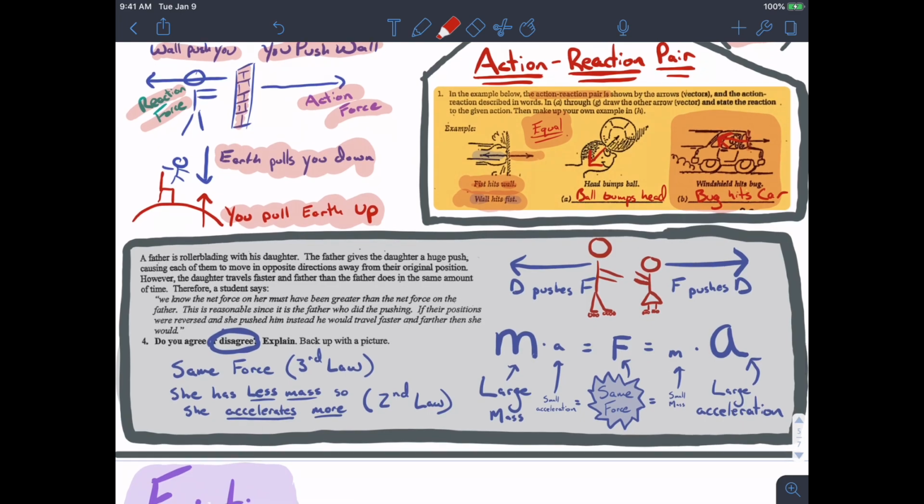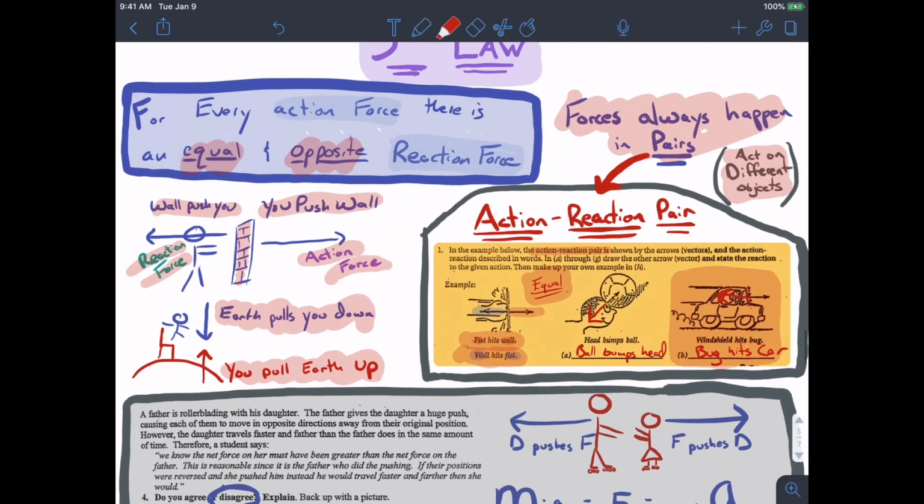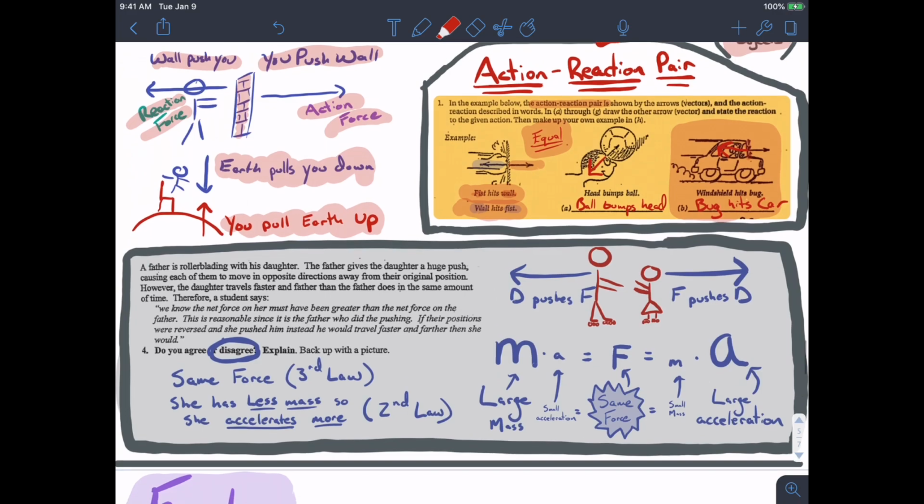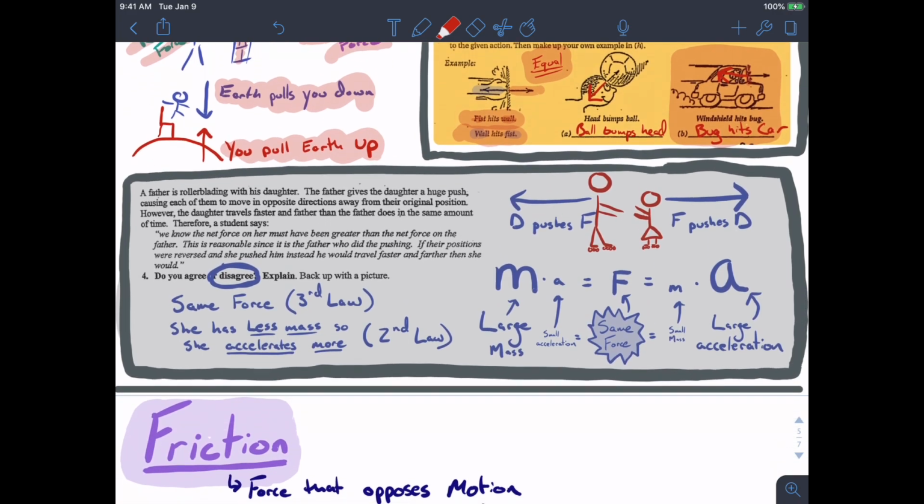Hopefully you picked disagree, and the reason is what we have going on here is a father and a daughter are rollerblading, and they push each other away. Now the father ends up accelerating much slower than the daughter. So you might want to say something like, well, since she accelerated more, therefore there's more force. And if we go back to what Newton's third law tells us, it says that each action and reaction force is equal in size but opposite in direction.